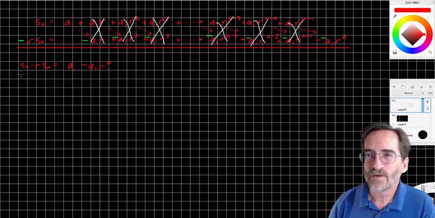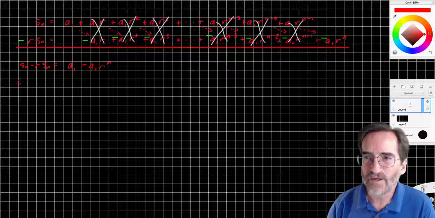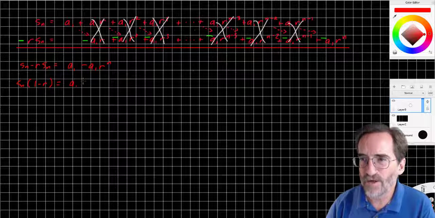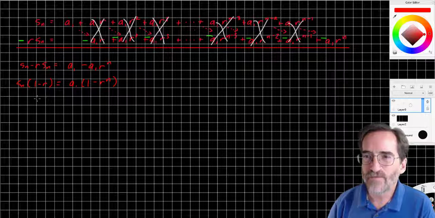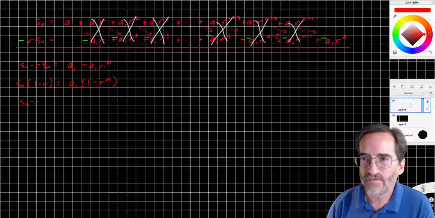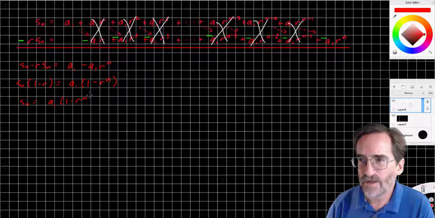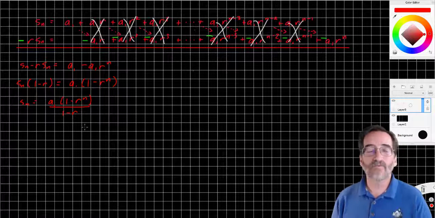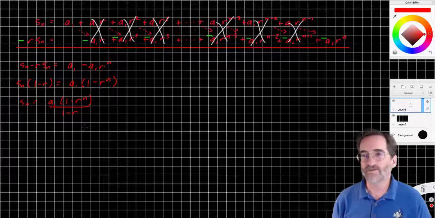Okay, let's do a little simplification. I'm going to factor s sub n out: s sub n times 1 minus r. I'm going to factor a sub 1 out: a sub 1 times 1 minus r to the n. And then I'm going to divide by 1 minus r. We get s sub n is a sub 1 times 1 minus r to the n, over 1 minus r. And that is the formula for the nth sum of a geometric series.